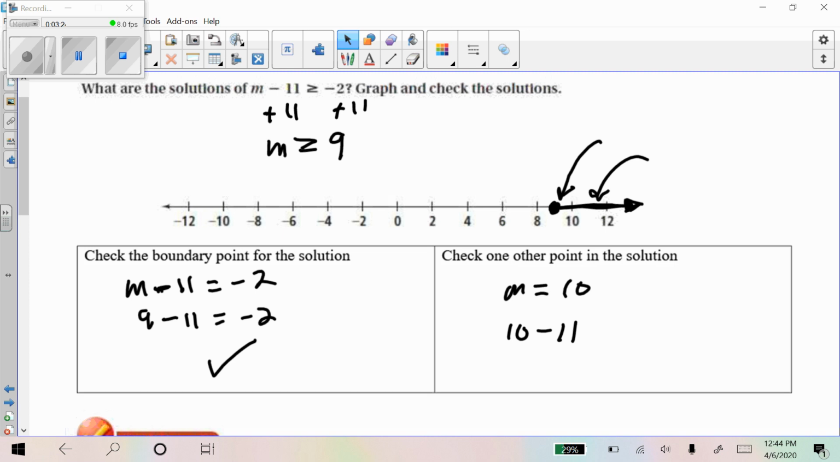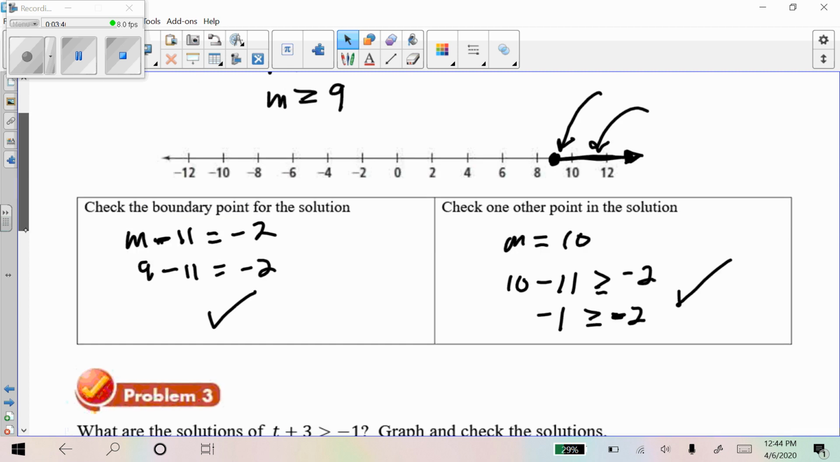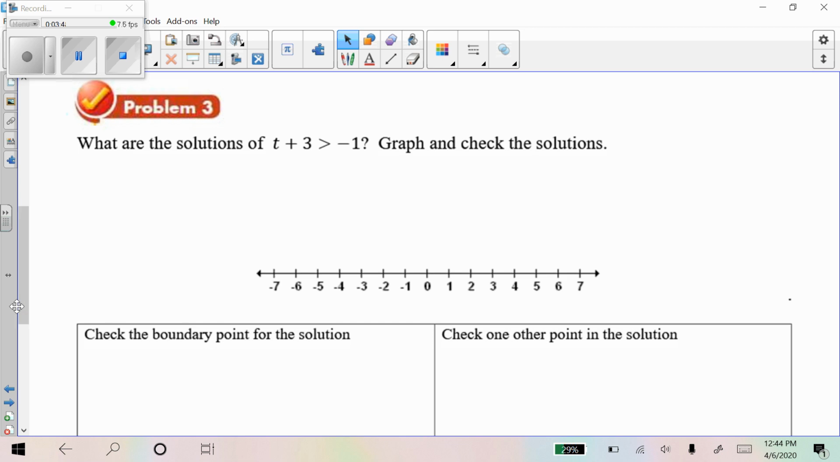If it doesn't work, that means we got the right boundary point, but we don't have the right rest of the solution. So this should be greater than or equal to -2. And 10 minus 11 is -1. And yes, -1 is greater than -2. So that checks also. All right. I think you could pause here, and I'll just write in the solution for you, and you can check back and see if you got it right.